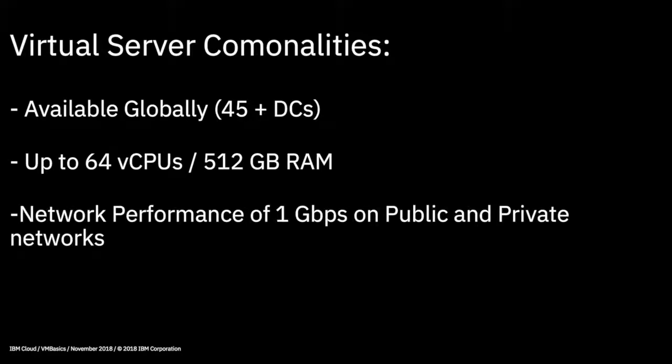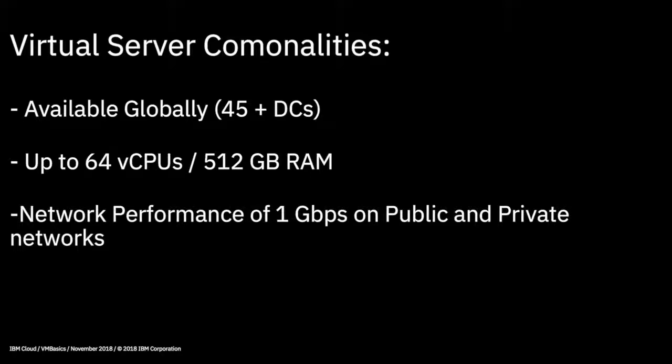Before we learn a bit more about the different flavours though, these are some of the things that they have in common. They are all available from our locations around the globe, and that's currently over 45, which means applications can have a truly global footprint. You can size your servers to meet your workload, starting from 1 vCPU and 1 gigabyte of RAM, right up to 64 vCPUs and 512 gigabytes of RAM. You can provision a network performance of up to 1 gigabit per second on the public and private networks.